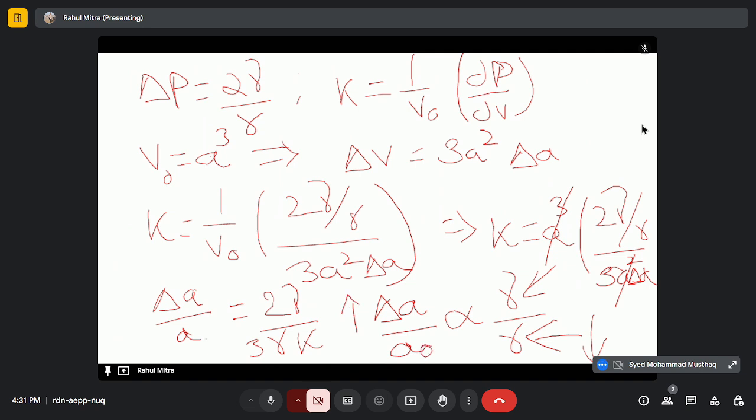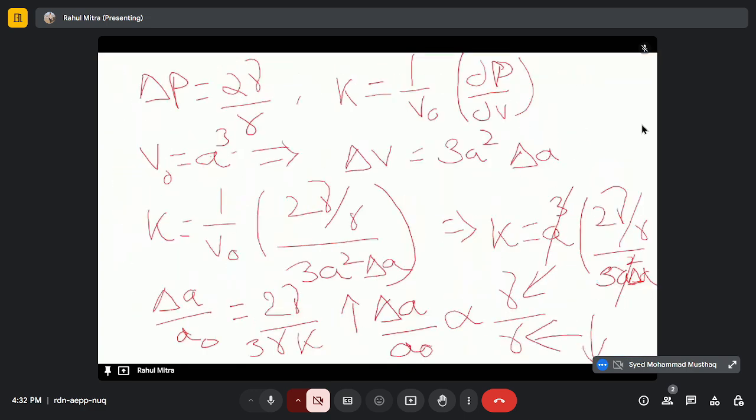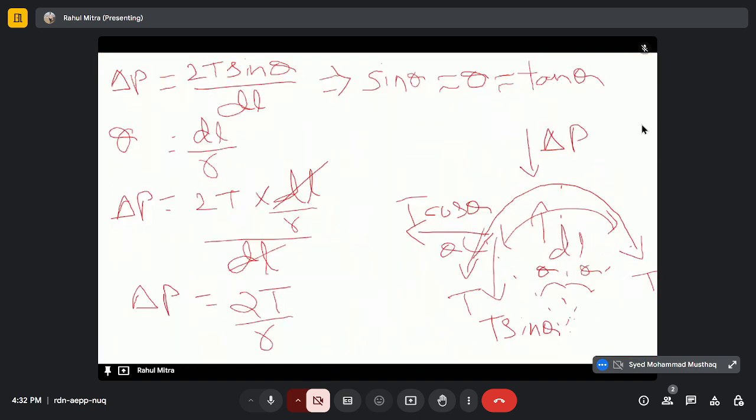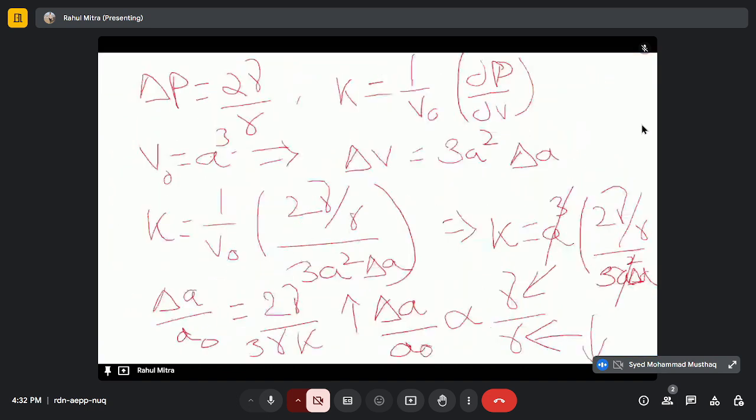This will be A naught. Yeah, this is A naught. So the decrease in size will also affect the delta A, and if there is a change in surface energy, that will again affect the change in lattice parameter. So this is the relation. This is how we arrive at it. Sorry, the 3 shouldn't come here.